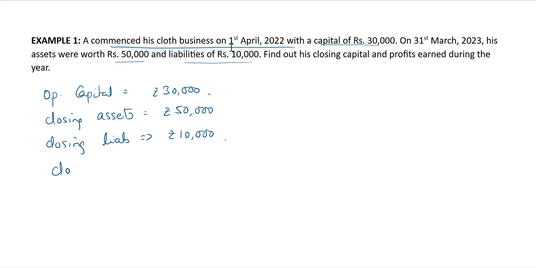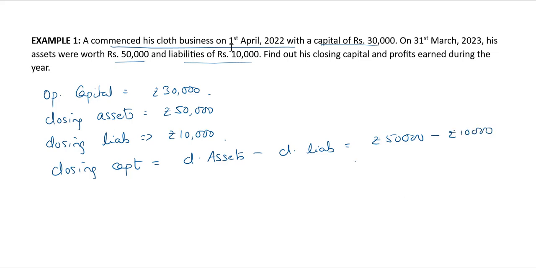Now closing capital is equal to closing assets minus the closing liabilities, which is equal to rupees 50,000 minus rupees 10,000, which is rupees 40,000. So this is the closing capital.